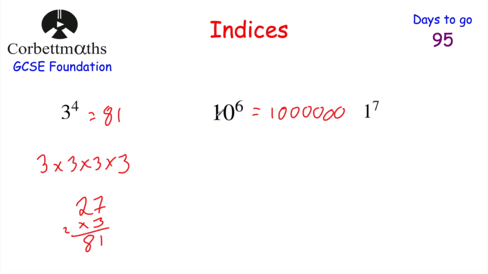And it's a bit of a shortcut that if you have 10 to a certain power, like for instance 10 to the power of 9, it'll be a 1 followed by 9 zeros. If you have 10 squared, remember 10 squared is 100, that's a 1 followed by 2 zeros, and so on.